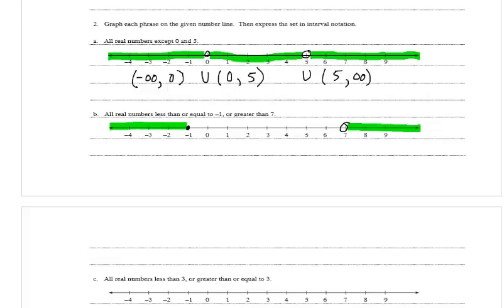And now let's write it in interval notation. So in this interval here, we have negative infinity to -1, and now we'll use a bracket because we're including that value, union 7 with parenthesis because we're not including it, to infinity.